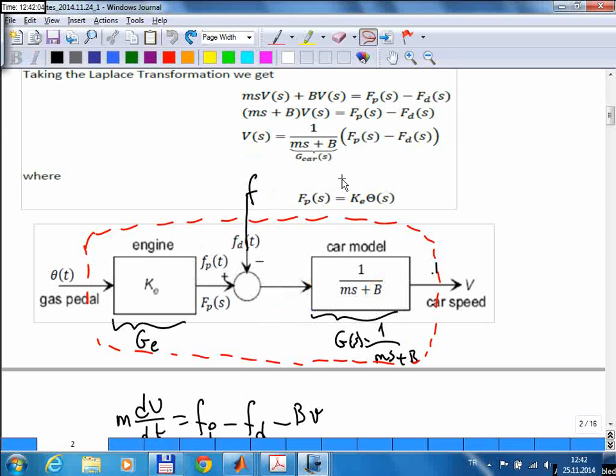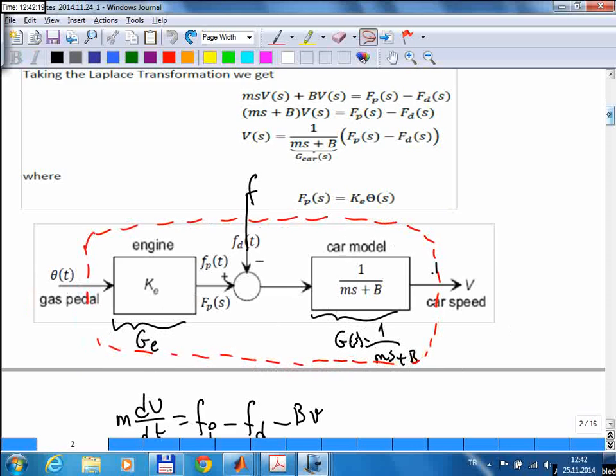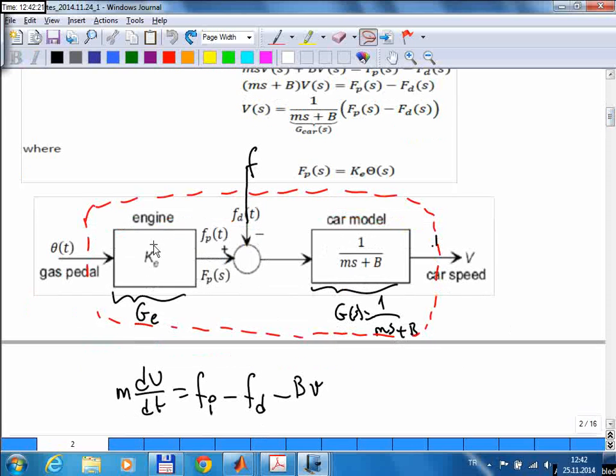Okay, and then there's a second block, and this block is used to model the engine of the car. The output of this block is the force, and the input is the gas pedal position. Okay, so this was our initial block diagram. And then for this we considered a static engine model, where the engine model transfer function is just a constant number, and we also considered a dynamic first order engine model.